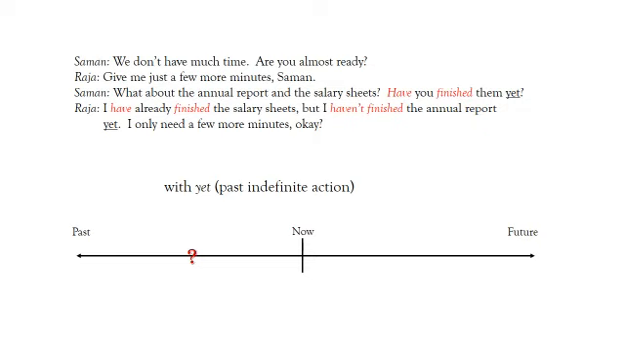So here in this case, the focus is, once again, the entire past period up to the present moment. Whether something has happened, whether what we are referring to has happened up to this point. So once again, present perfect tense is used with the word yet to mark the past time.